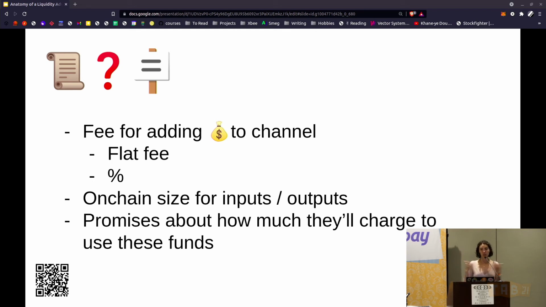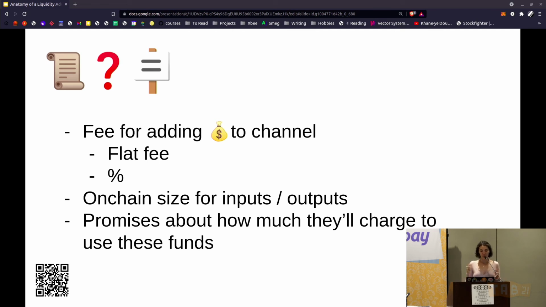That lets you, when you're looking at all these advertisements, figure out if someone is going to attempt to scalp the people who are sending payments through you or not, basically. So it's information that you can use to compare different liquidity ads when you see all of them.